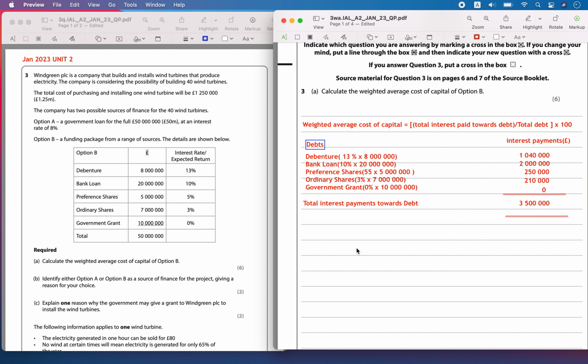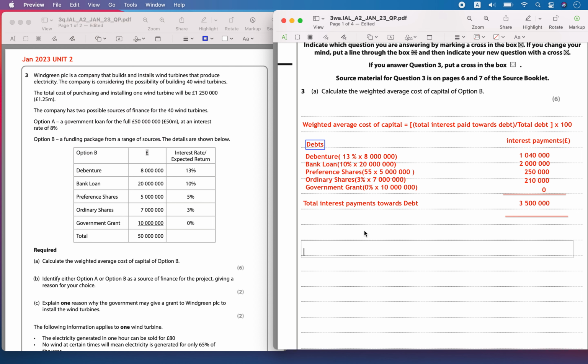Now let's calculate this WACC, the weighted average cost of capital. Let's also take the total debt they have, which is equal to 50 million. Here they themselves have calculated and given it. So let's substitute the values and find out.